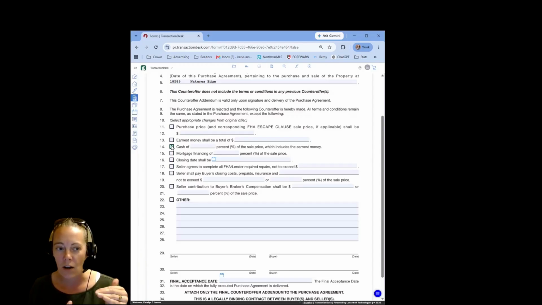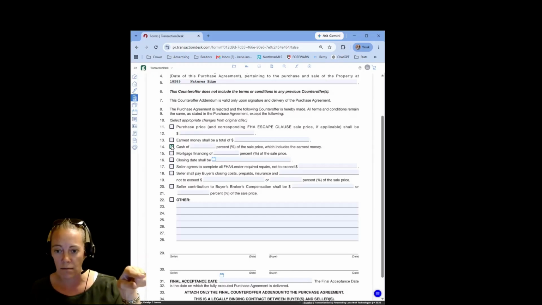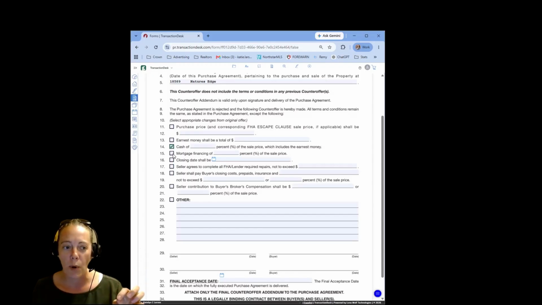If you're changing that at all, say you get a counter back from the seller, and your buyer realizes, oh, wait, I don't have 20% down. I need to do a 5% down conventional loan. This is where you change it, right? After you've written the offer. But then you'll be changing both of these: cash of 5%, mortgage of 95, right? So these two go together. If you're changing one, you're going to be changing the other one.